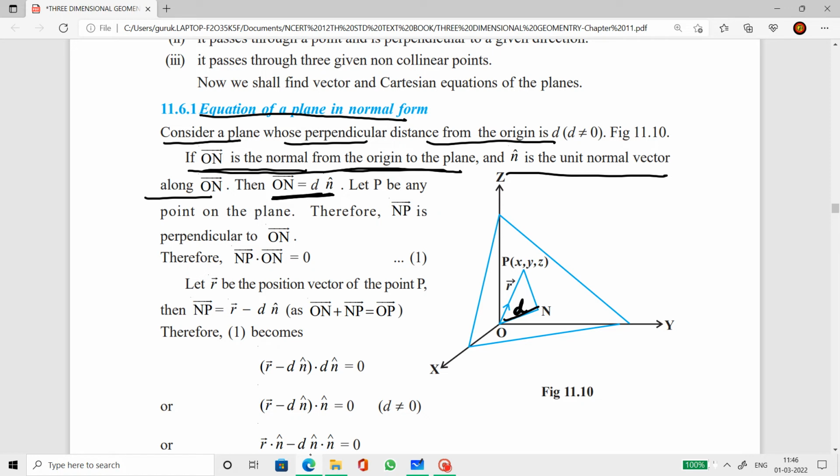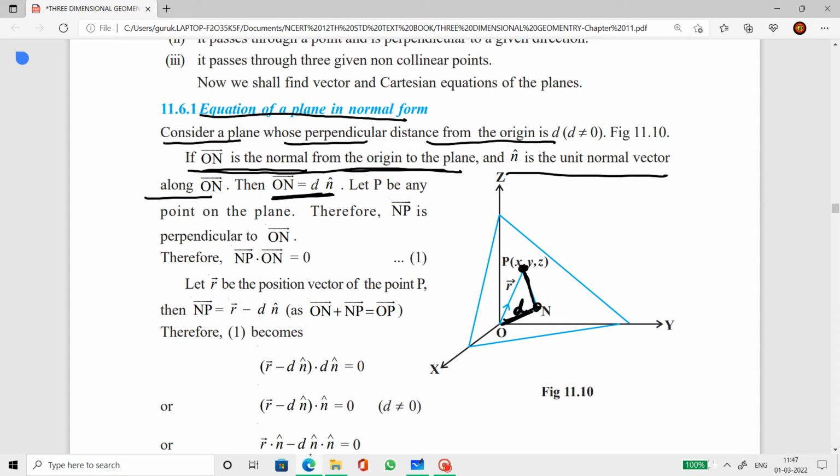Now, let's take P as any arbitrary point in the plane. If I join N and P, what is N? N is a passing-through point of the plane. P is also a passing-through point, but P is any arbitrary point. When I join NP, NP forms a line segment inside the plane and ON forms the normal altitude. Any line segment formed inside the plane is perpendicular to the normal, that is the altitude.